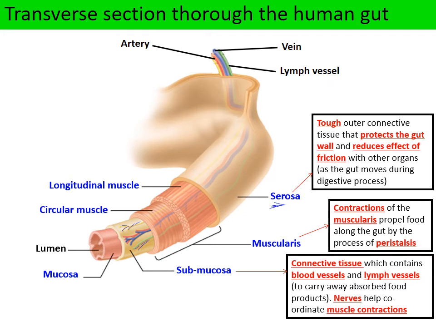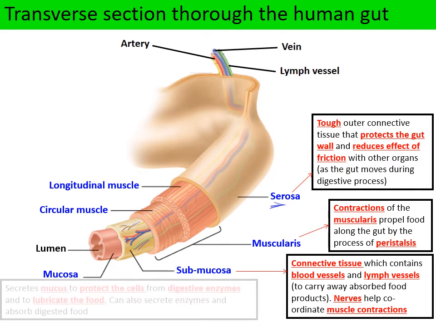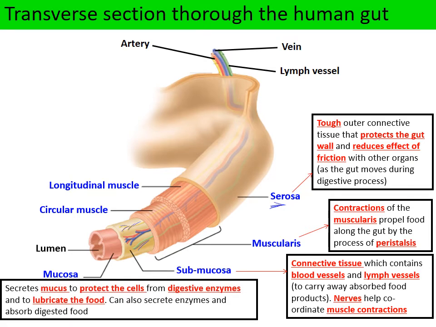Now the submucosa underneath the muscularis, we know it's got some connective tissue in there. It's got blood vessels, lymph vessels, and nerves. Nerves help coordinate peristalsis from the muscularis. We know the mucosa, it secretes mucus, hence the name, protects the epithelial cells of, for example, the ileum. We also know there are glands that secrete certain digestive enzymes, things like amylase, lipase, and some proteases.